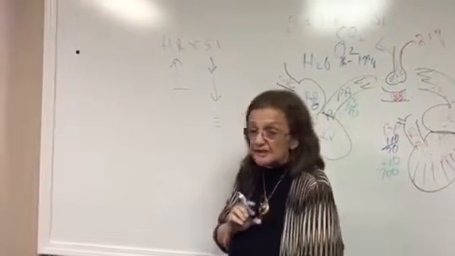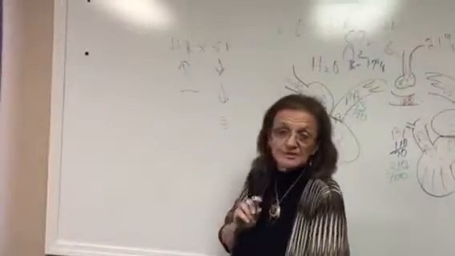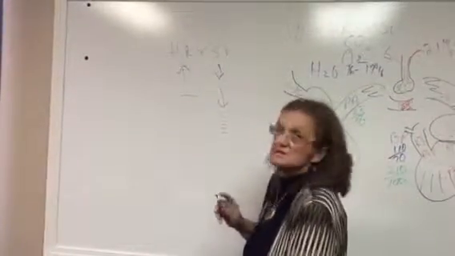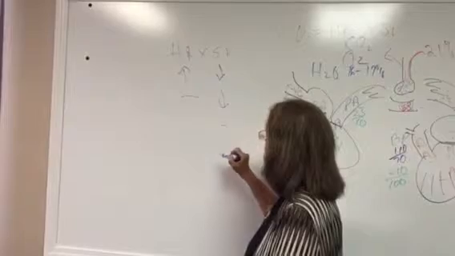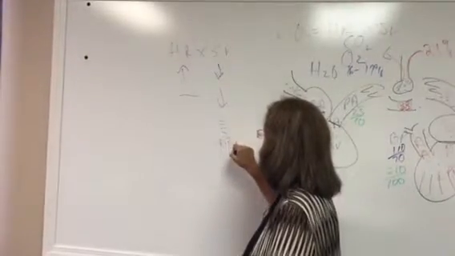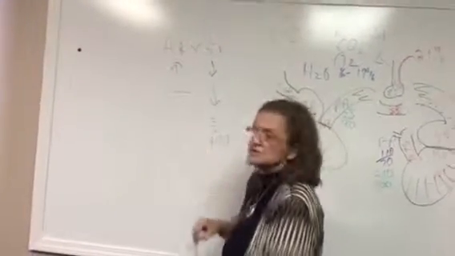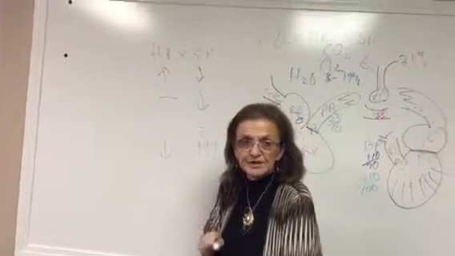Lance Armstrong in his bike riding days, his resting heart rate was actually 34 because his stroke volume was so great, his heart rate could go down and he would be okay.